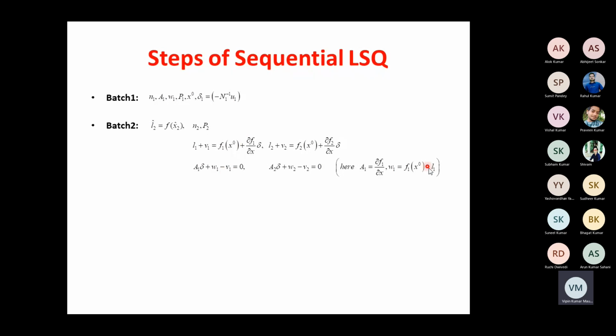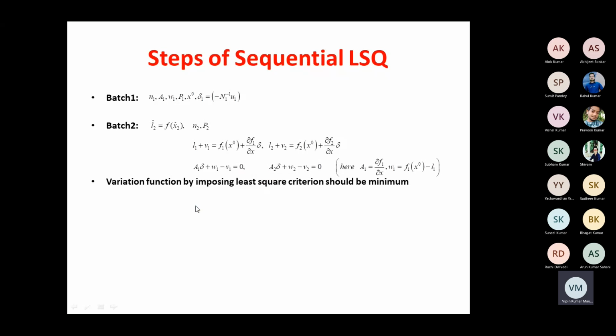As you have seen in this equation, when we are calculating the misclosure, A1 delta plus W1 minus V1 equal to 0. It means we have the residual, we have the misclosure, and we have the A1 delta. So all these things when we add, it will be 0. Similarly for the second case.